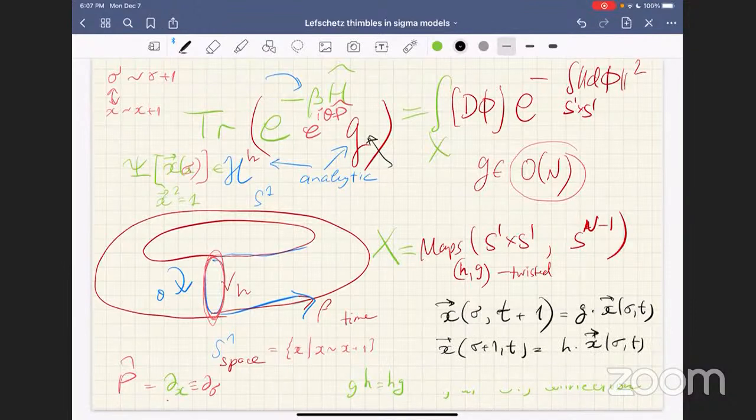So in this way, one actually defines a new type of Hilbert space, the twisted one. It's a space obtained by quantizing the twisted loops. In this way, I'm explicitly breaking the O(N) symmetry down to the subgroup of O(N) which commutes with H.